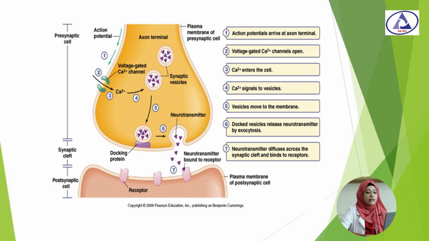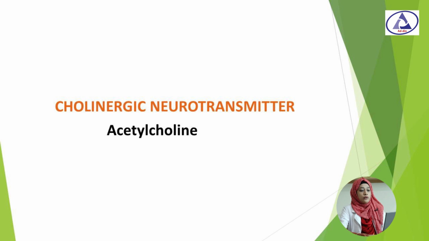This diagram shows the release of neurotransmitter. The action potential arrives at the axon terminal and opens the voltage-gated calcium channel. Calcium enters the cell, calcium signals the vesicle, the vesicle moves to the membrane, and the vesicle releases neurotransmitter by exocytosis. The neurotransmitter diffuses across the synaptic cleft, binds to the receptor and produces action. The cholinergic neurotransmitter is acetylcholine.